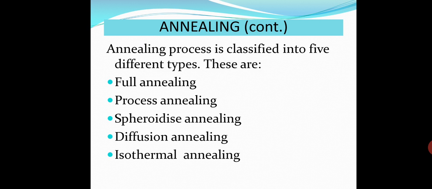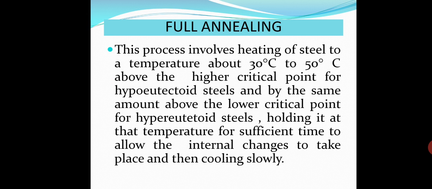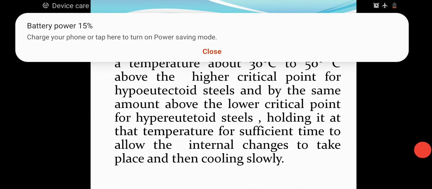So to obtain different properties of different materials, different types of annealing are done. The annealing process is classified into 5 different types. These are full annealing, process annealing, spheroidized annealing, diffusion annealing, isothermal annealing. Full annealing. In all processes you have to heat the metal, hold it for some time and cool. But the difference is how to do this.